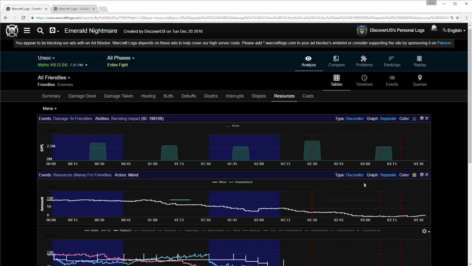So I can see where my mana was throughout this encounter fairly easily while looking at when these damaging abilities come out. And notice I was essentially out of mana here at the end. We were 3 healing Mythic Ursoc, so my mana did drop after each burst.